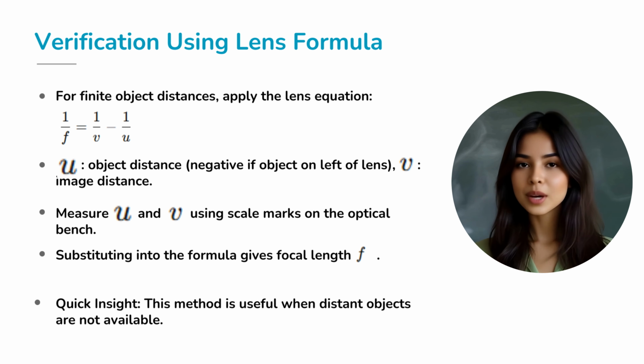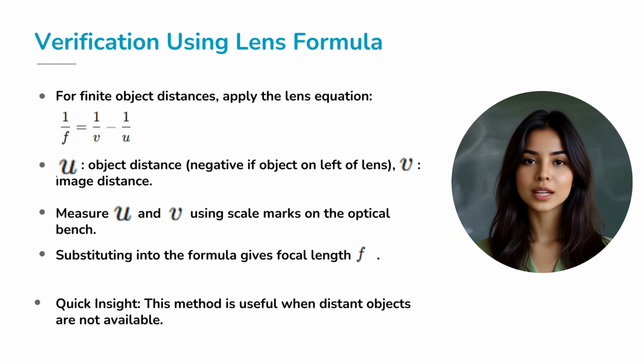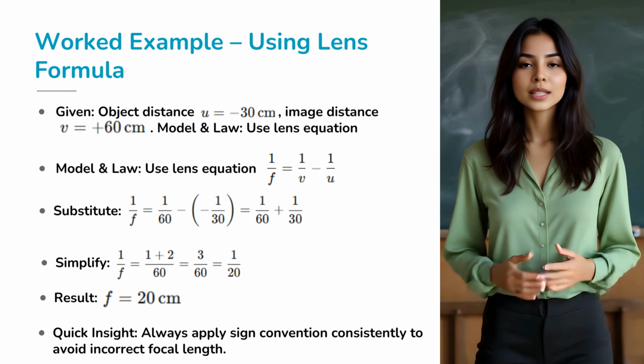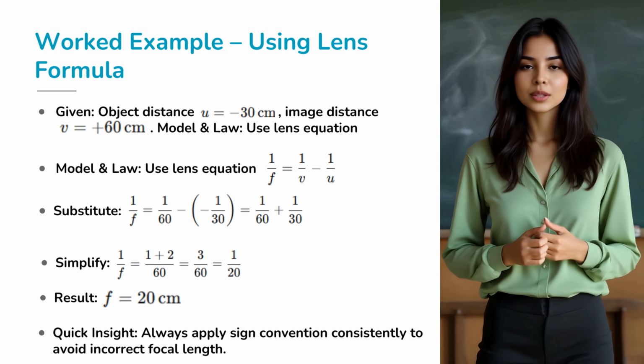when conditions demand it. Quick insight, this verification method ensures that we can still determine the focal length accurately, even if the environment doesn't allow for parallel rays from distant objects. Now let's apply the lens formula to a real example.